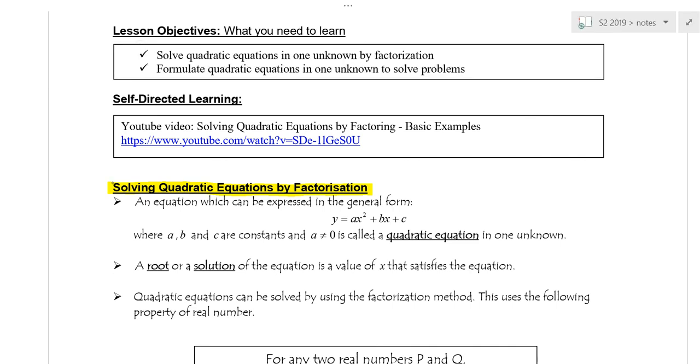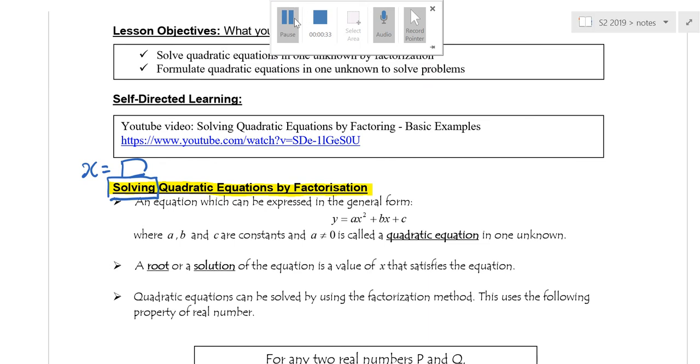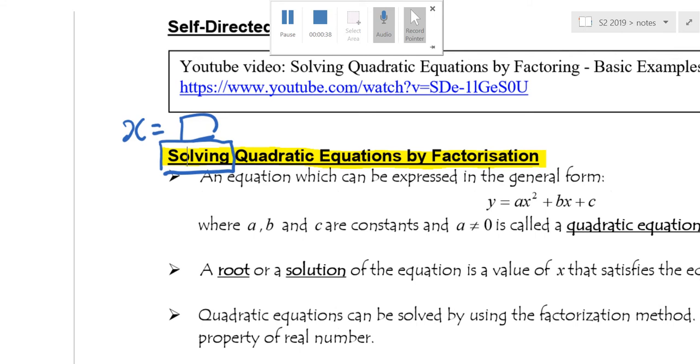First one, solve. The word solve means you want to find out x equals to something. By the way, before I continue, right? So coming back to the lesson, now solving means finding x equals to what?